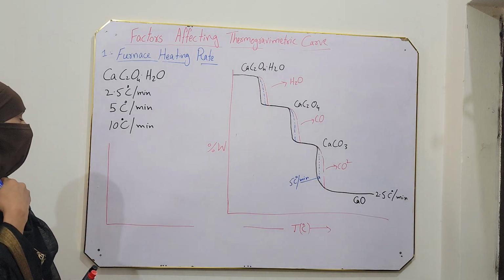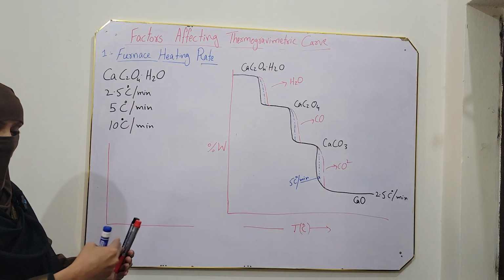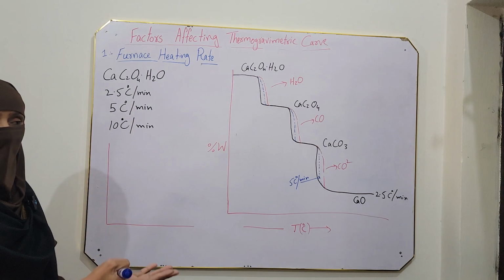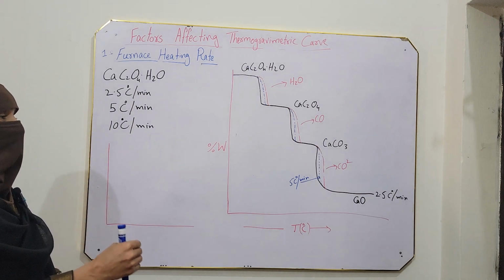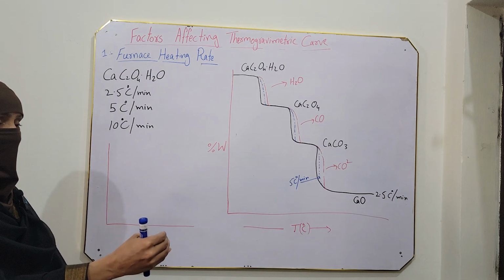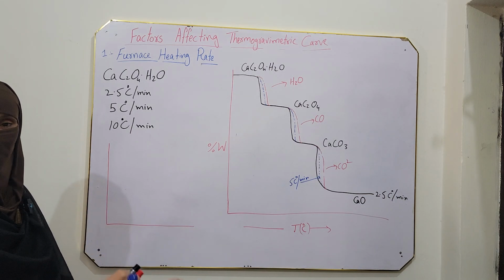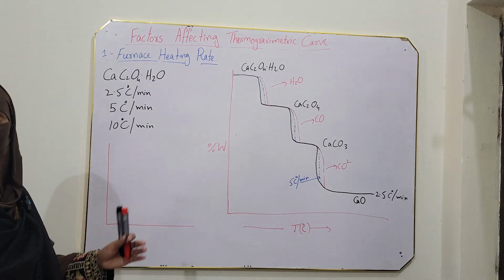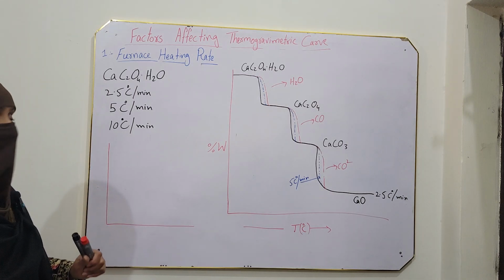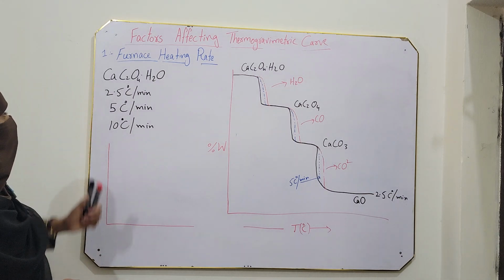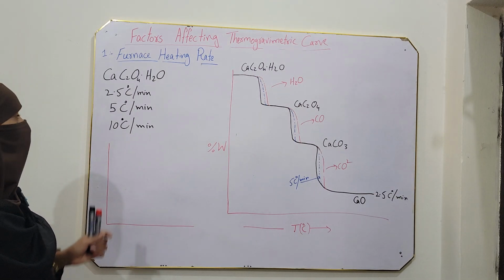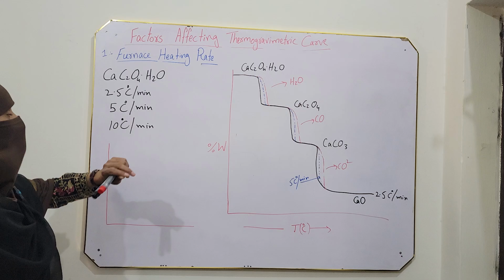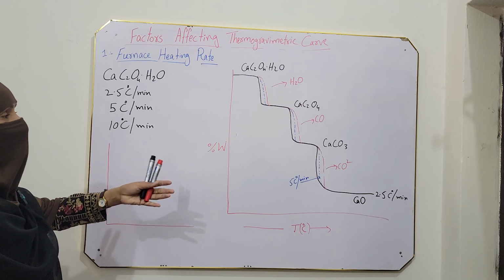If the heating rate is fast, definitely the final temperature will be achieved earlier. And if the heating rate is slow, then the final temperature will be achieved later on. It takes time. But what will be the effect of this heating rate on our results, on our thermogram? Let's take the example of calcium oxalate. Calcium oxalate thermally decomposes in 3 steps.